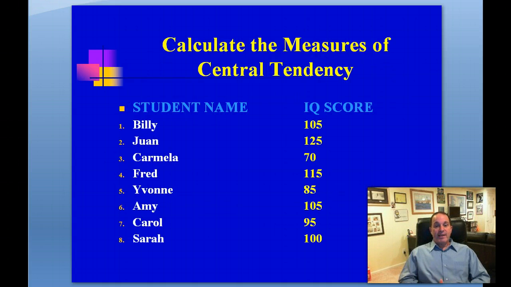Finally, let me give you a calculate the measures of central tendency problem. Here you have students numbers 1 through 8: Billy, Juan, Carmela, Fred, Yvonne, Amy, Carol, and Sarah, and then accordingly IQ scores associated with each child. Your job is to calculate the measures of central tendency. Calculate the mean, the median, the mode, and take a few minutes to do this.